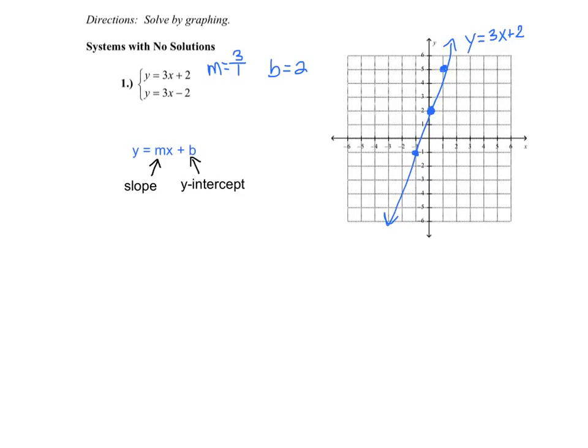Now we just graphed our first line. Now let's graph our second line. Let's identify what our m and our b are in the equation y equals 3x minus 2. Your m here is 3. You'll put that over 1 because you want your rise over your run. And our b is equal to negative 2.